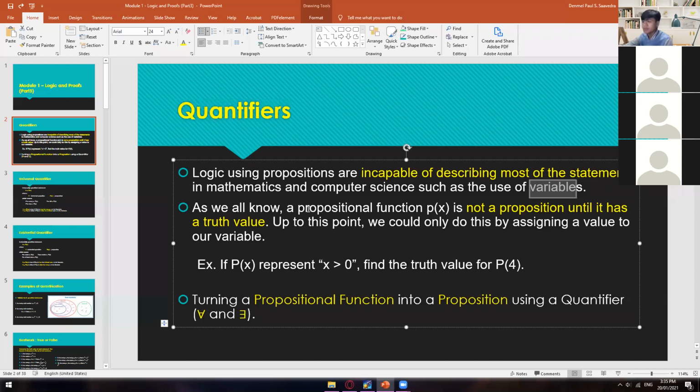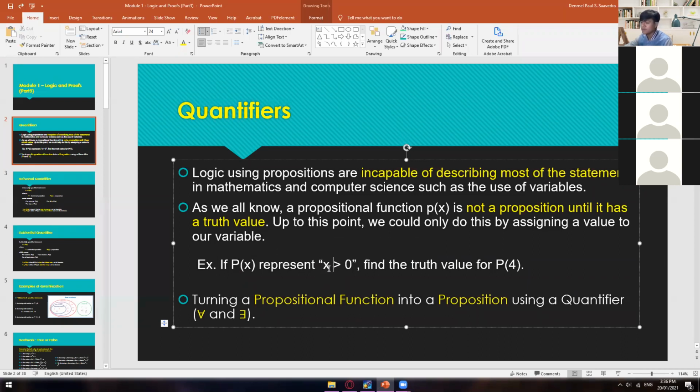As we all know, a propositional function, or P of x, is not a proposition until it has a truth value. If we don't know the value of that variable, then it is just a propositional function. It will never become a legitimate proposition. Up to this point, we could only do this by assigning a value to the variable. For example, if P of x represents x is greater than 0, this will never be a proposition unless we have a value for this x.